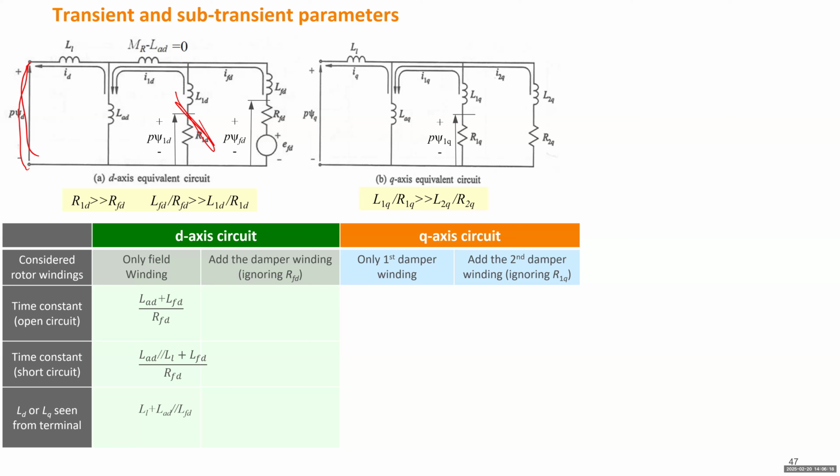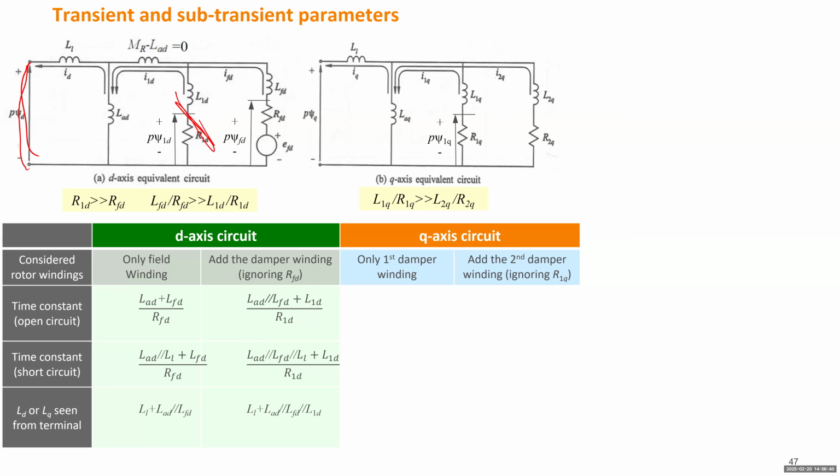So what is LD seen from the terminal? If we look from this side, we first go through this LL. Then we have this LAD and LFD connected in parallel. So that will be this one. All right, so we finished the first column.